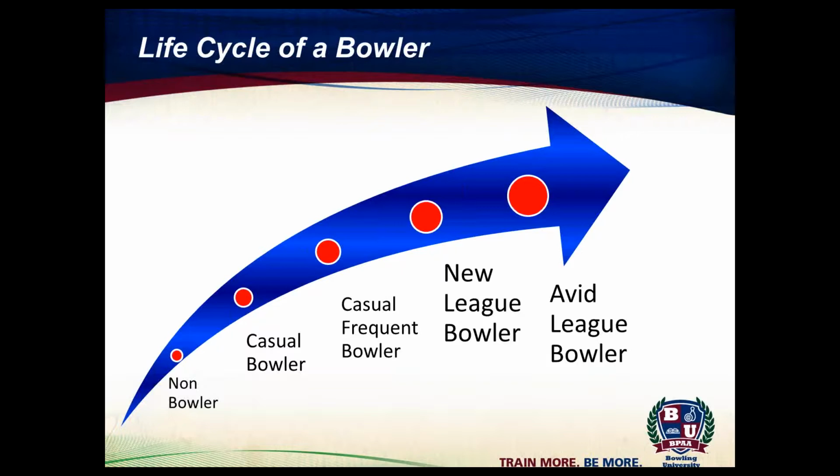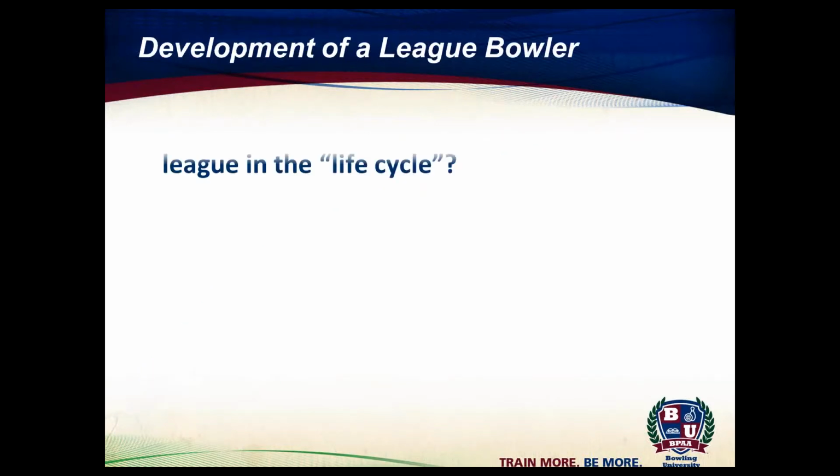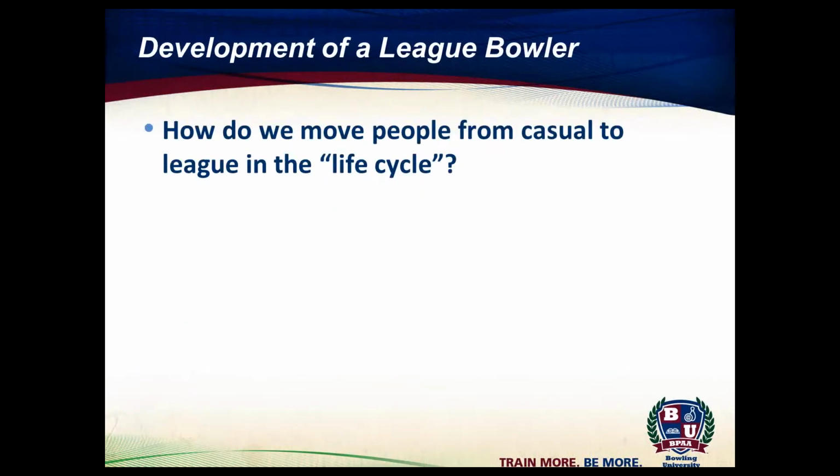Our goal is to get non-bowlers to come bowl, then to get more bowlers to bowl 1 to 2 times per year and make them frequent casuals. These can be the guy who bowls a couple times a week at his lunch hour, or that starlight bowler that comes most every week. That's that frequent casual. They're already there. Once we have them coming in regularly, we know we need to get them to convert into league bowlers and more. But how do we do that? How do we move people from the casual to league in the life cycle?